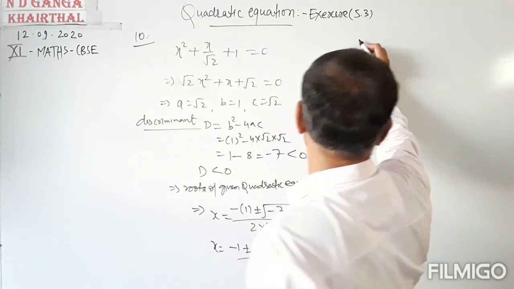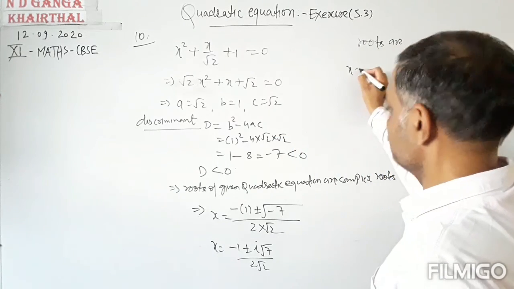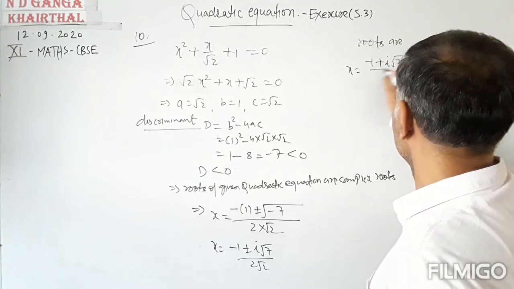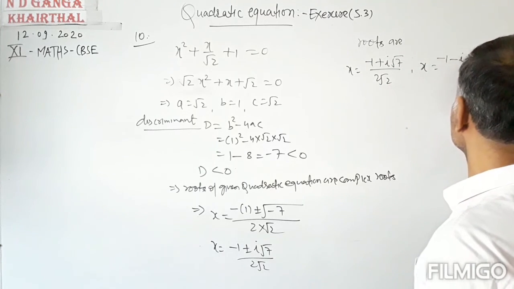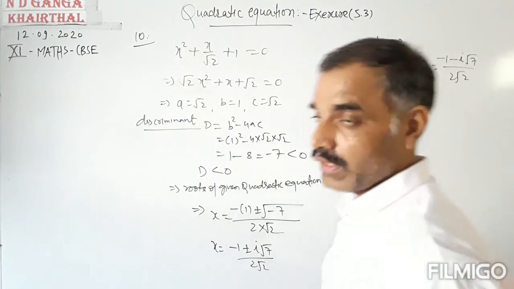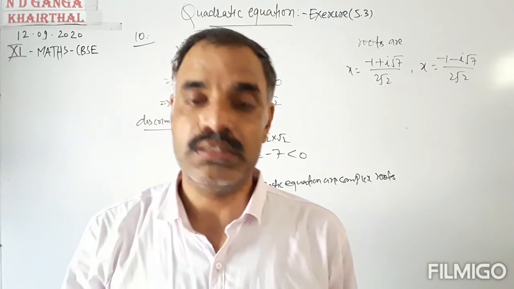So the roots are x = (−1 + iota √7) upon 2√2 and x = (−1 − iota √7) upon 2√2. Okay, so in this way we can find the roots of the given quadratic equation.